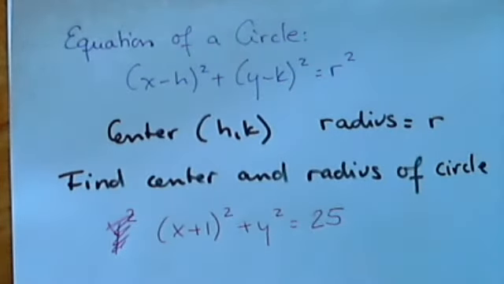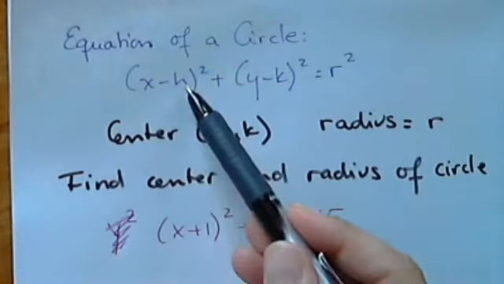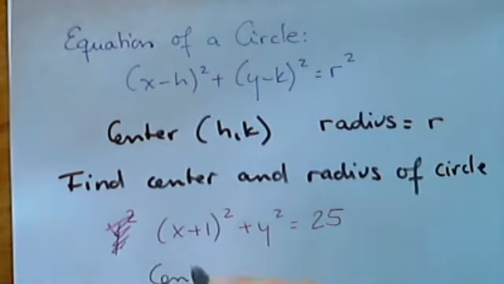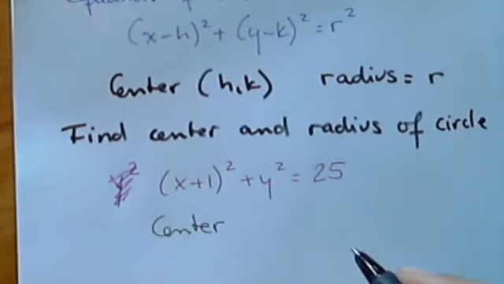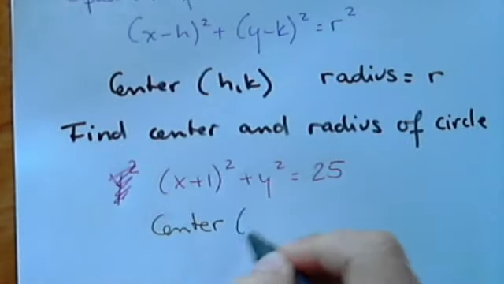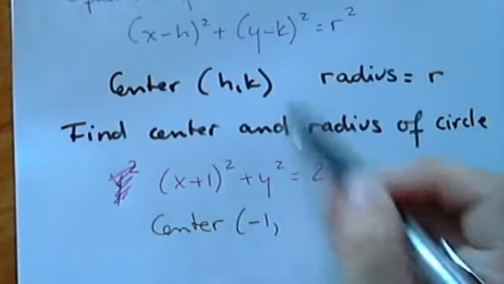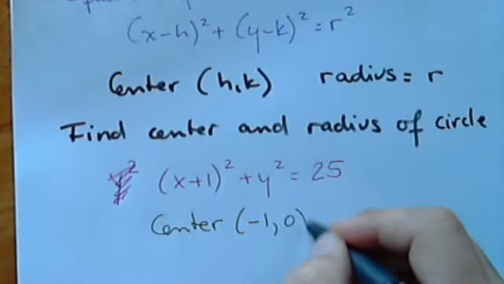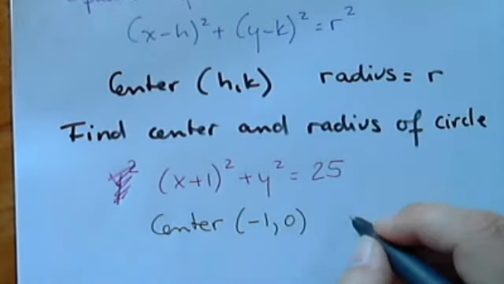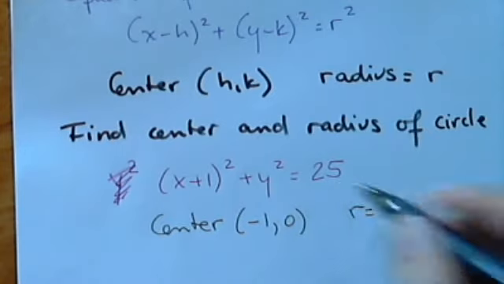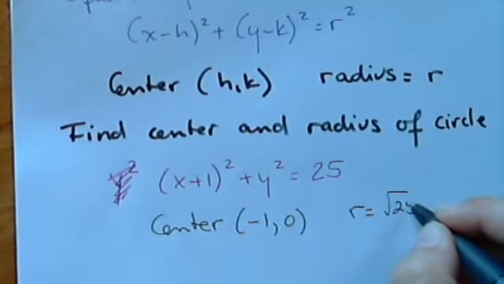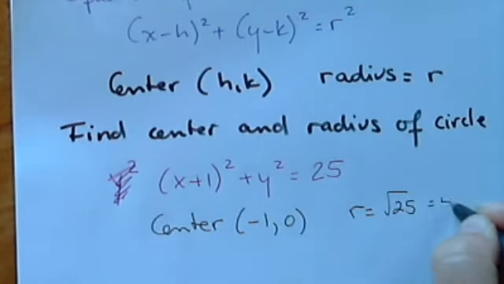There you go. Okay, what is the center and what is the radius? The center, if we're looking at our general equation, in this case would be -1 comma, now since we don't have a k here, that would be 0. So (-1, 0), and the radius is the square root of 25, which is 5.